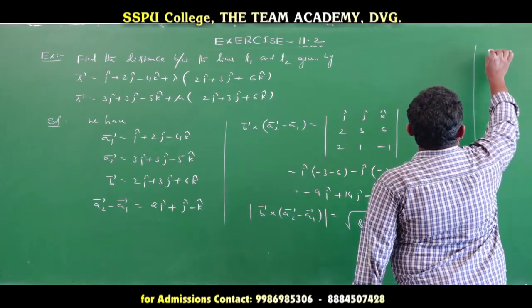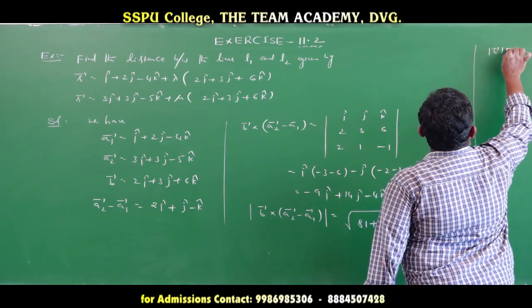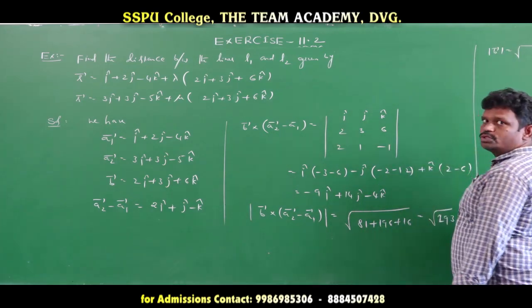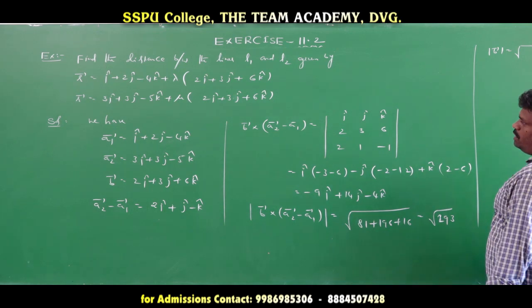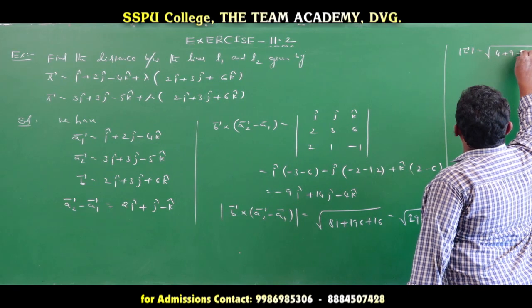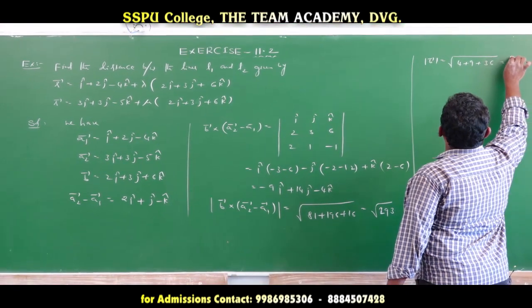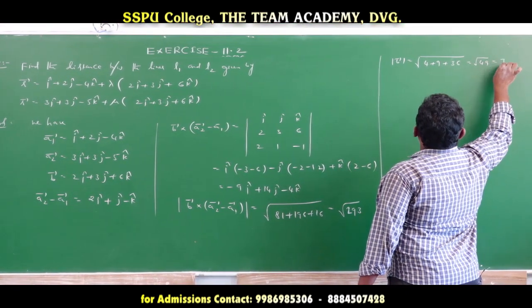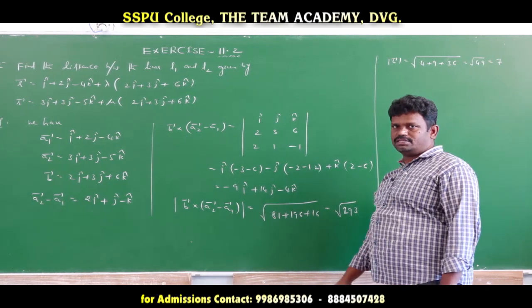Magnitude of b bar is equal to square root of 4 plus 9 plus 36, that is equal to square root of 49, that is equal to 7.